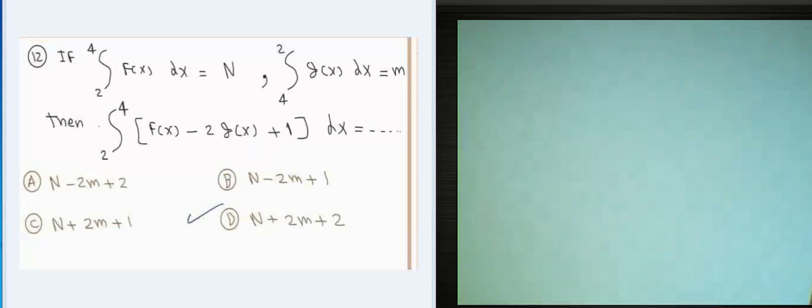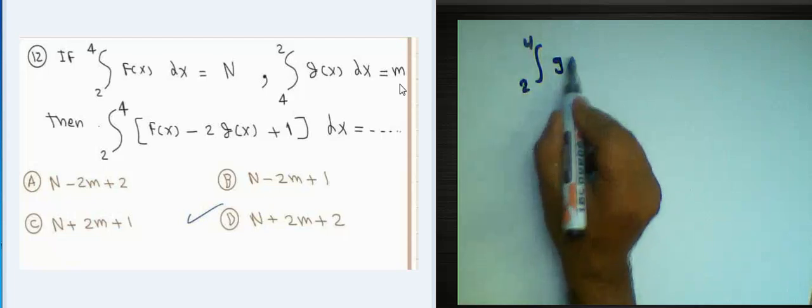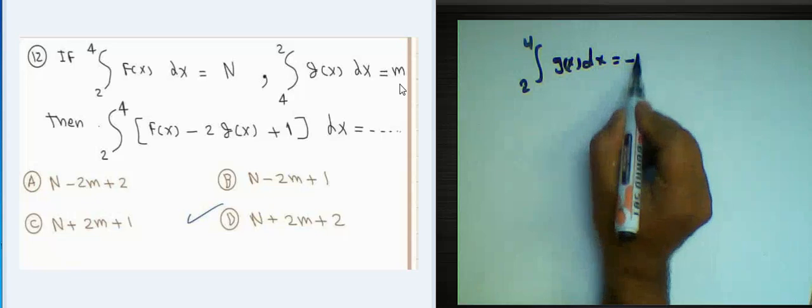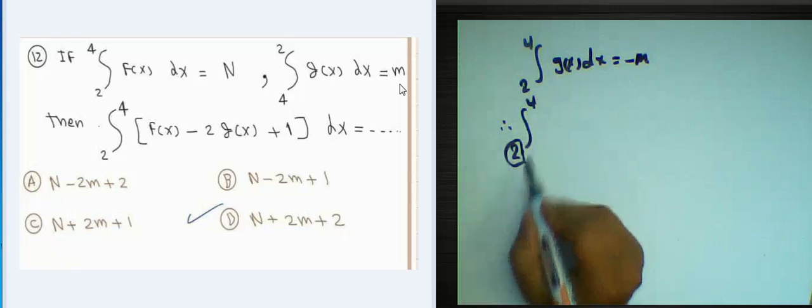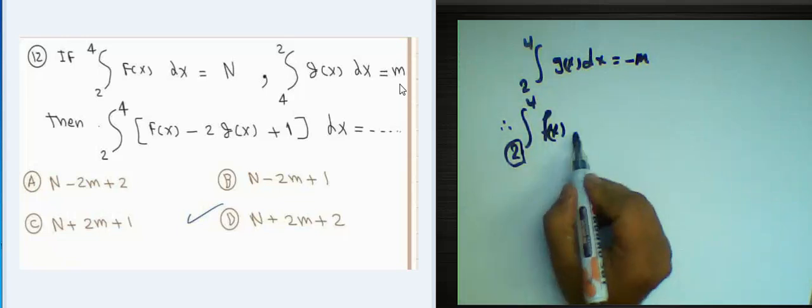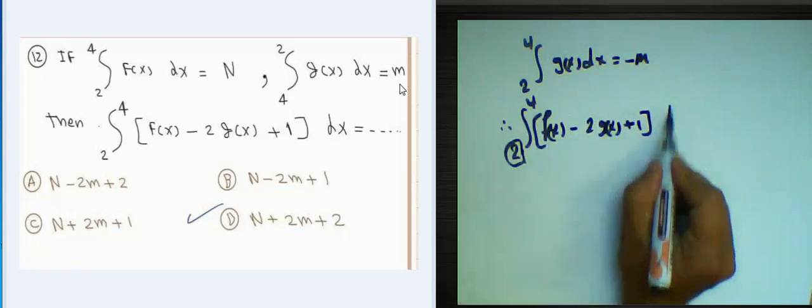Question 12. Integration from 2 to 4 of f of x equal n, and from 4 to 2 of g of x equal m. Then we would find the integration of the function. First, we can replace 4 and 2 and change the sign. We can write integration from 2 to 4 of g of x dx, it will be negative m. Then we want to find the integration from 2 to 4 of the function f of x subtract 2g of x plus 1 dx.